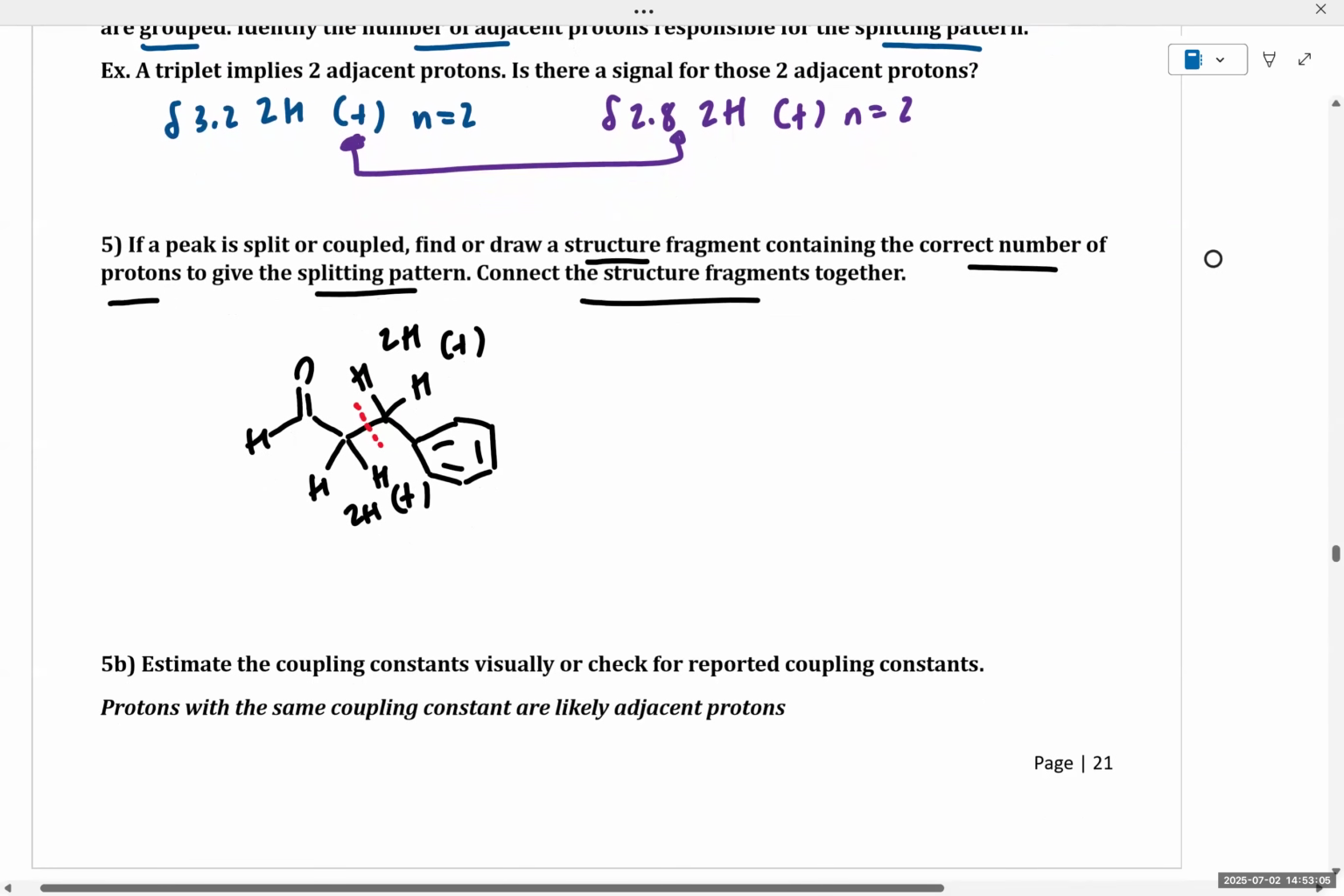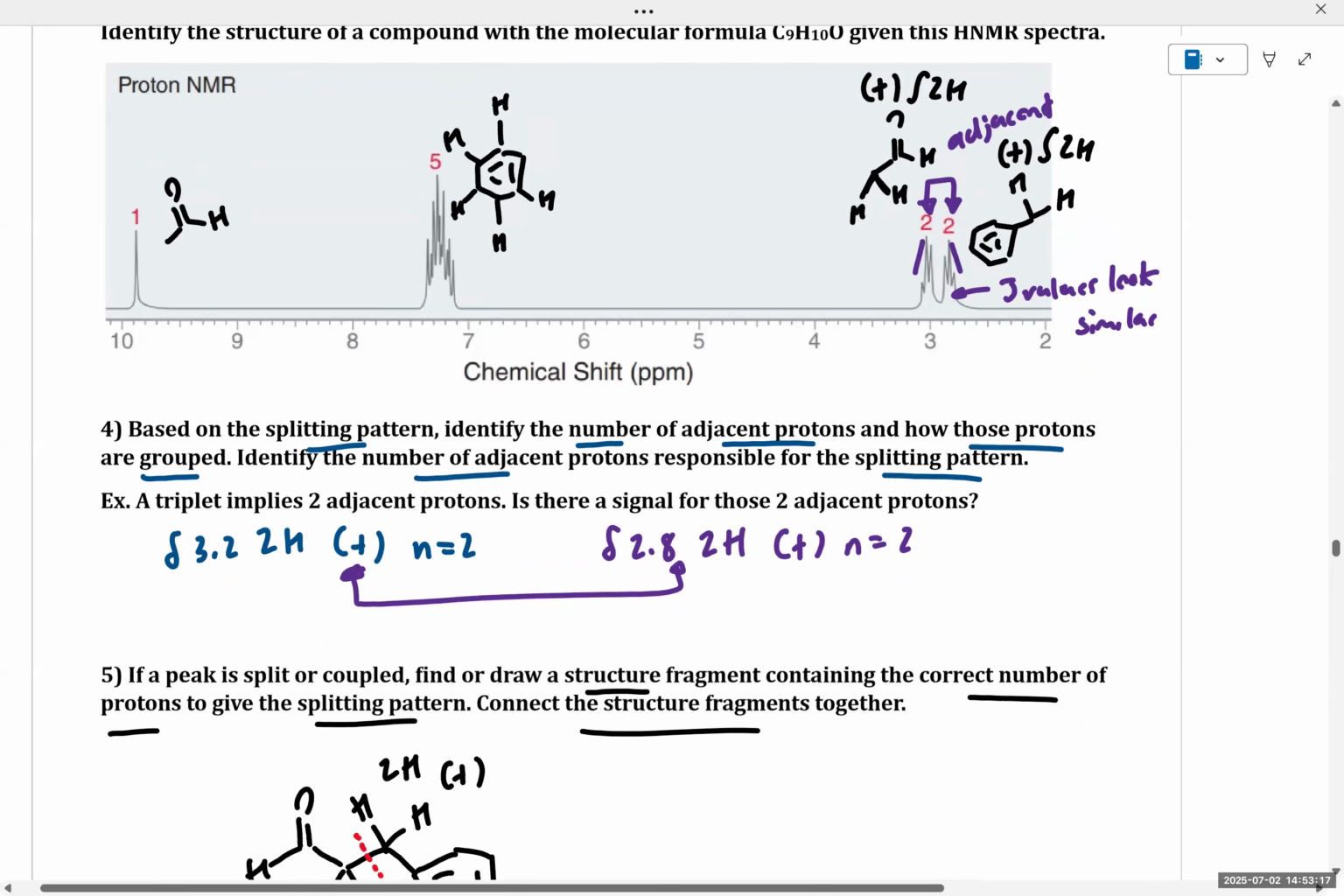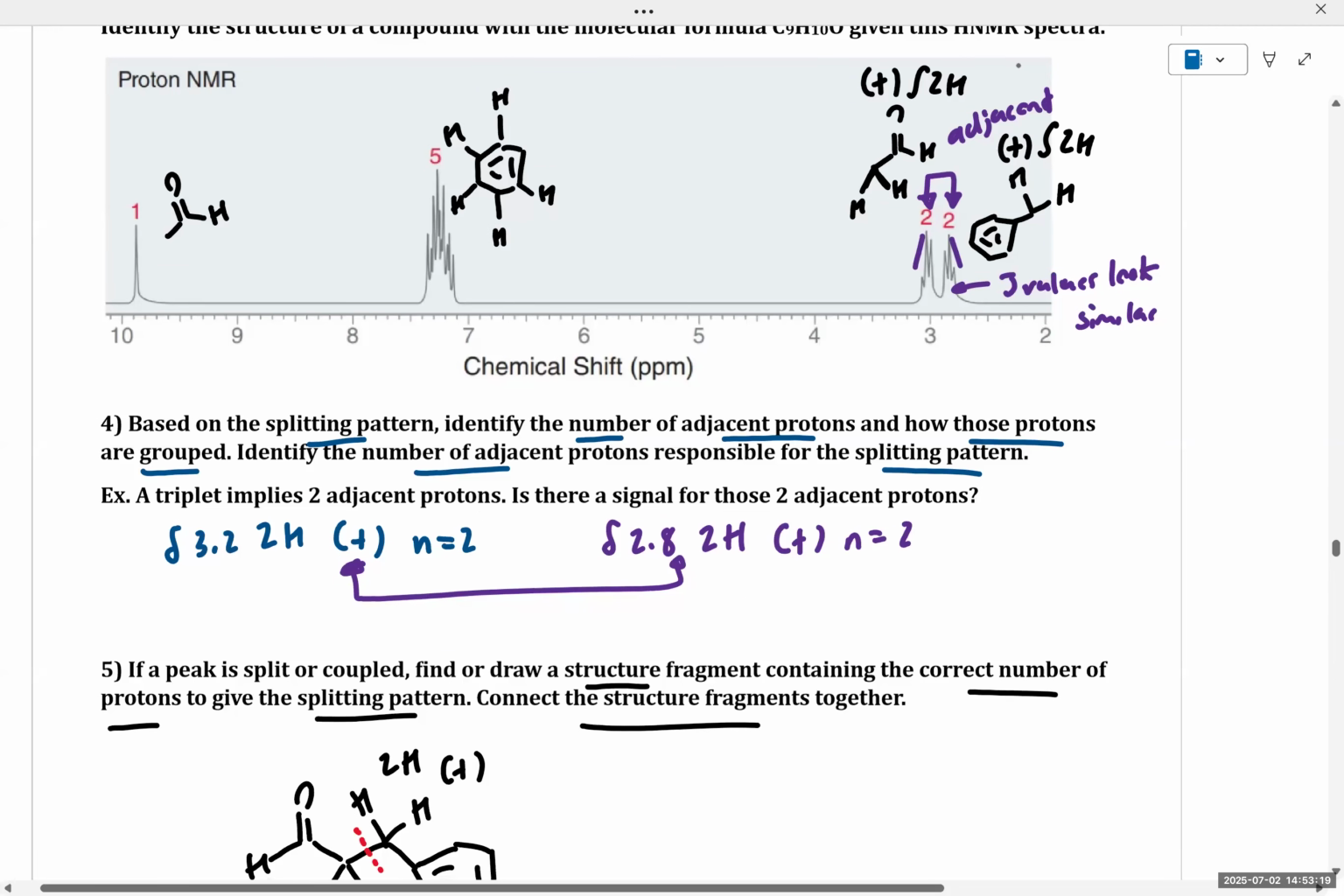From here, you can estimate the coupling constants visually and check the reported coupling constants. Protons with the same coupling constants are likely adjacent protons. As we've discussed, the spacing and coupling constant for the splitting for this peak on the left and this peak on the right are identical. Thus, these two peaks are likely coupled proton peaks. These two sets of protons are adjacent and thus coupled.